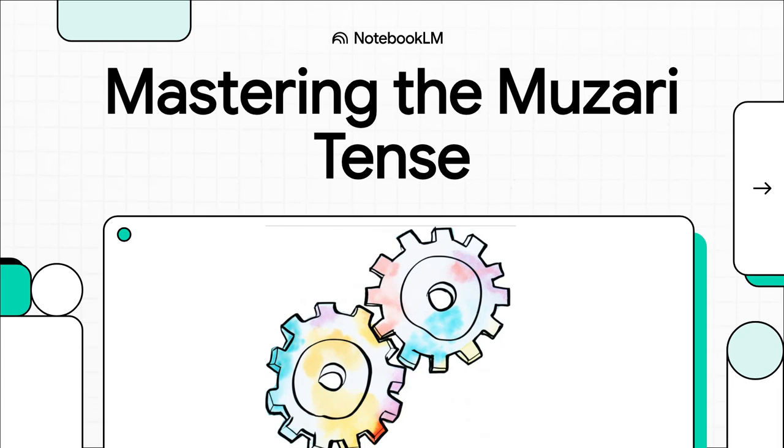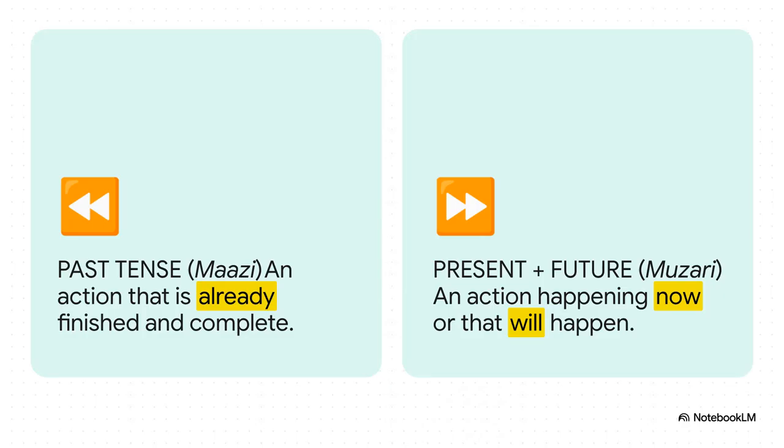All right, everyone, welcome. In this explainer, we're going to break down one of the most fundamental concepts in Arabic grammar, and that is the Mudari verb. Okay, let's dive right in. So, unlike the past tense, or mazi, which is for an action that's already done and dusted, the Mudari tense is this really clever, efficient form that actually covers both the present and the future. It's like a 2-for-1 deal for any action that's happening now or is going to happen later.